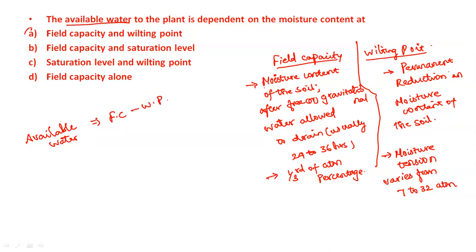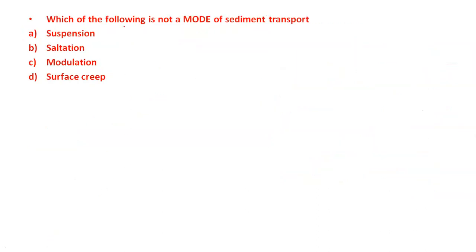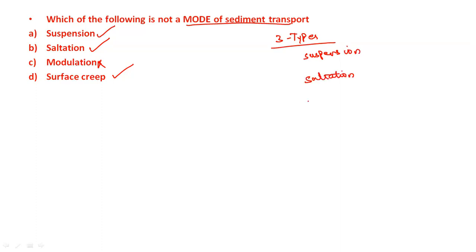So option A is the correct answer. Next question. Which one of the following is not a mode of sediment transport? Suspension is correct. Saltation is correct. Modulation is not. Surface creep is correct. There are three types of sediment transport: one is suspension, another one is saltation, another one is surface creep.